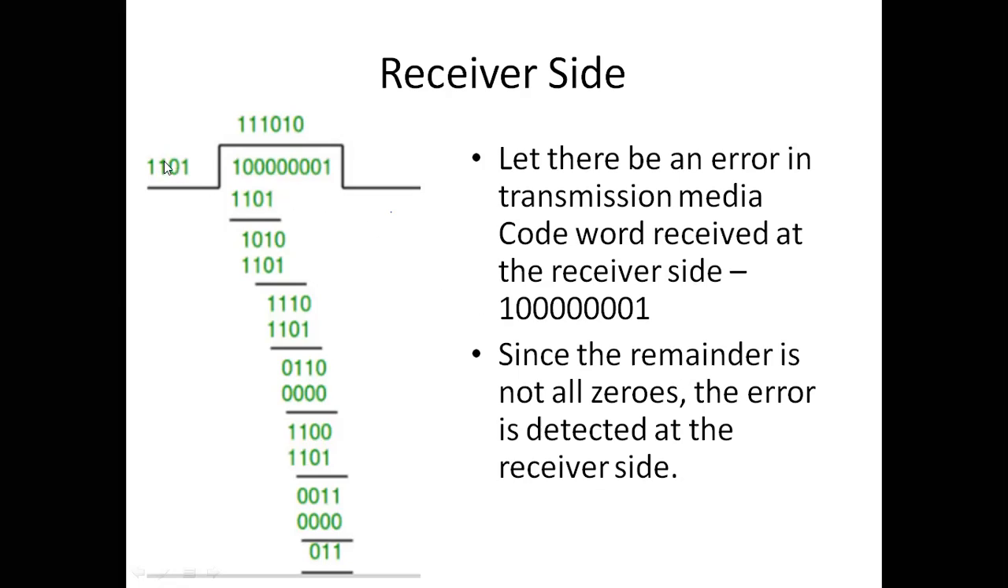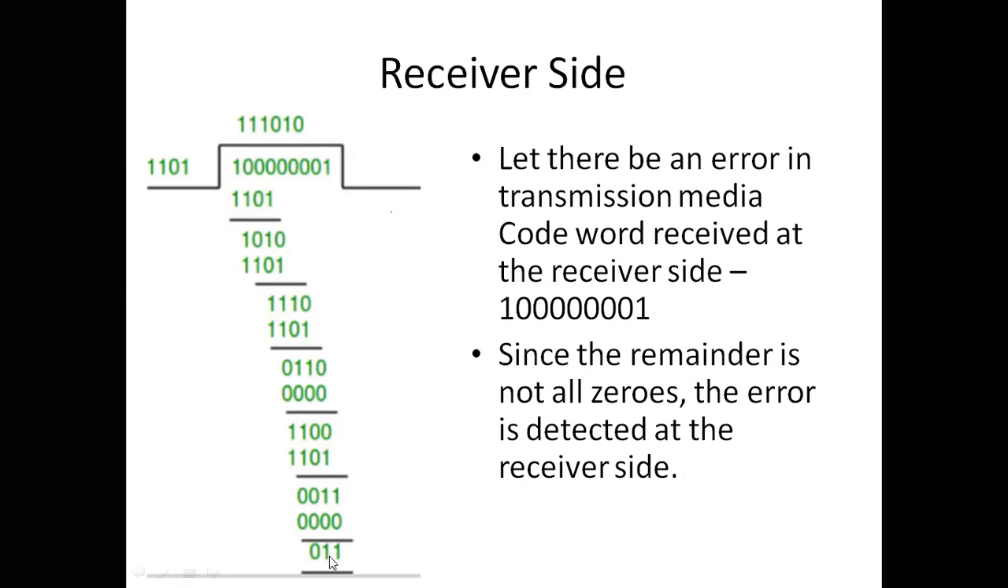By using this polynomial division. Check here. See, 1101 is the generator polynomial. So that can be dividing this one. Okay, so if you divide this message with this polynomial, then instead of getting all zeros, we'll get 011.